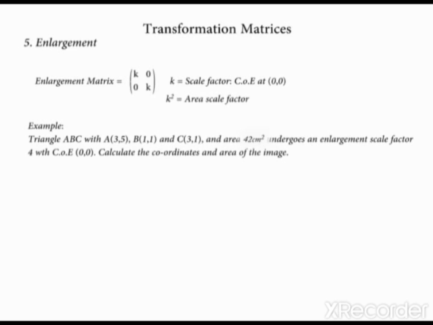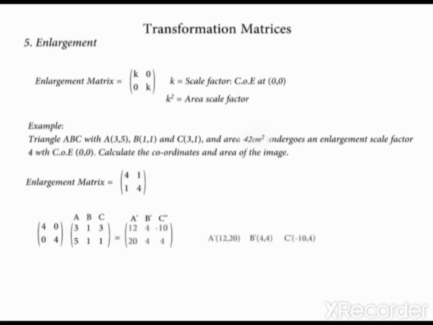So the enlargement matrix will be 4, 0, 0, 4. And then we write the coordinates of the 3 vertices as a 2 by 3 matrix. We then multiply by the enlargement matrix. If we do that, A prime will have coordinates 12, 20, B prime 4, 4, and C prime 12, 4. Area scale factor will be equal to 4 squared, giving us 16. And so the area of the image will be 16 times 4, giving us 64 square units.